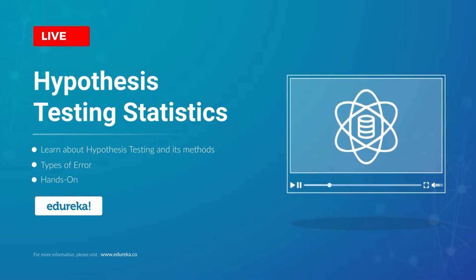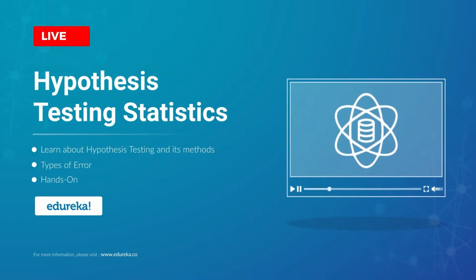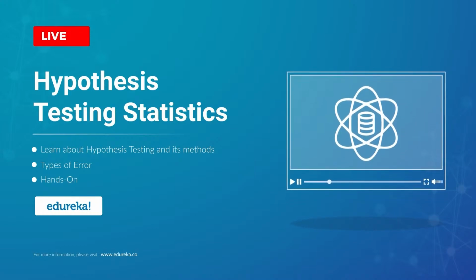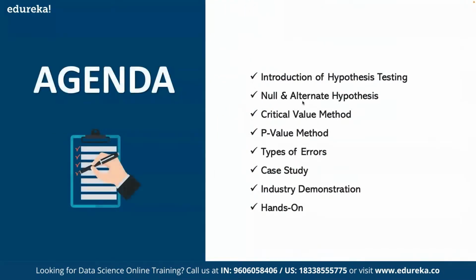So, as we progress in today's session, we'll be learning statistical hypothesis testing. We'll look into what exactly hypothesis testing is. We'll understand the concept of the null hypothesis and the alternate hypothesis. And we will look into one of the well-known methods, called the critical value method, in performing the hypothesis testing. Then we will look into the concept of the p-value method. How do we perform the hypothesis testing by referring to the p-value?